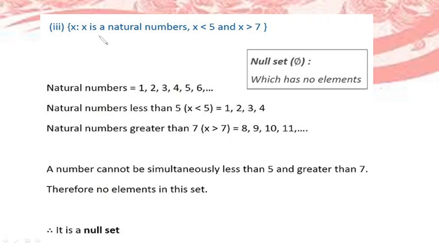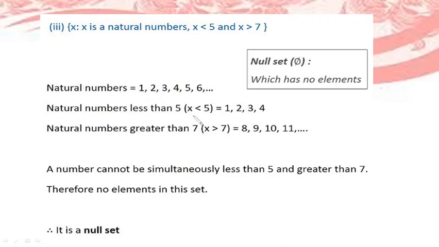Third part, x, where x is a natural number and x is less than 5 and x is greater than 7. Do you have any natural number which is less than 5 and at the same time it is greater than 7? Is it possible? It's really not possible.